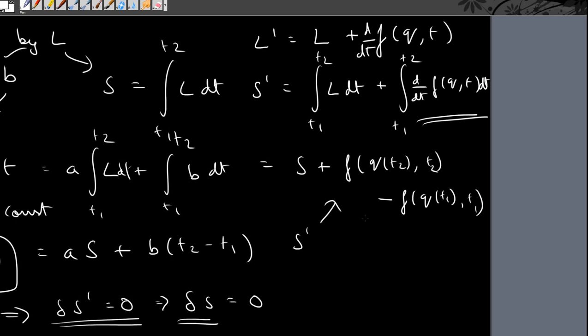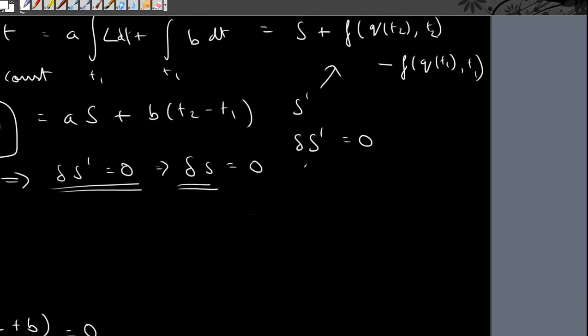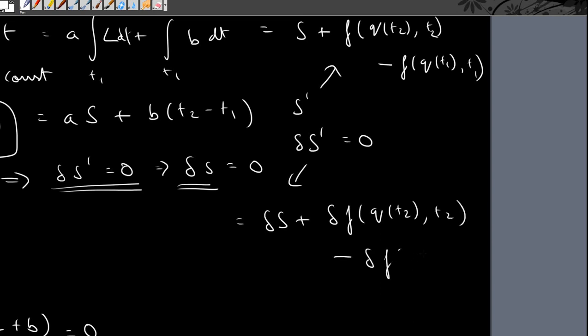Now to get the equations of motion, or the Euler Lagrange equation, S should be minimized, or in other words, the variation of S dash should be equal to 0. So what is the variation of S dash? The variation of S dash is nothing but the variation of S plus the variation of f of q of t2, t2 minus the variation of f of q of t1, t1.